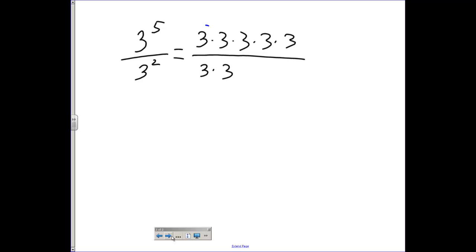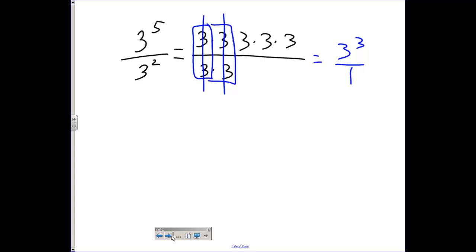Well, if we look at the first set of 3 divided by 3, we know that that becomes a 1. And the second set of 3 divided by 3, that becomes a 1 also. So basically we have two 1s multiplied by 3 times 3 times 3, which eventually would give us 3 to the 3rd power. And you notice that the whole thing is over 1.